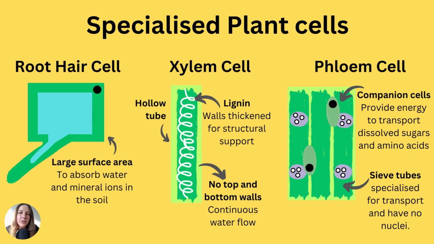The phloem cells are slightly different. Again, they're found within the plant stem, but they allow a two-way movement up and down to actually allow dissolved sugars and amino acids up and down and around the plant. Two areas that are worth mentioning here are companion cells, which actually are cells next to the phloem, which provide the energy for that movement, and also some other structures called sieve tubes that help with that transportation as well.